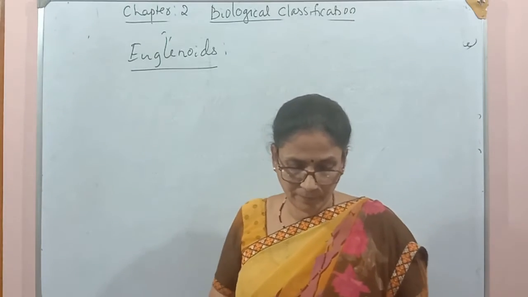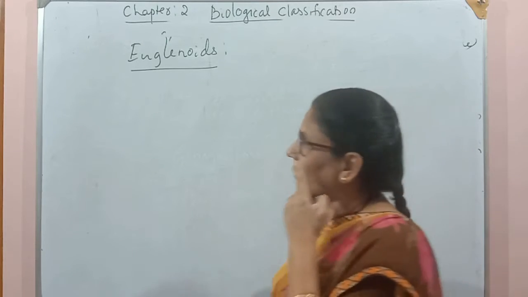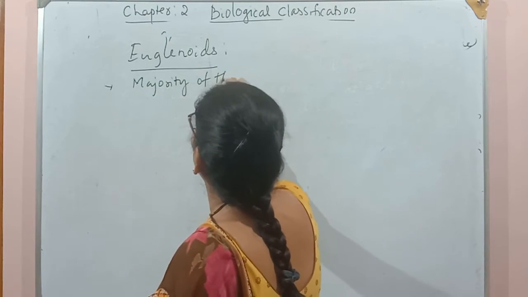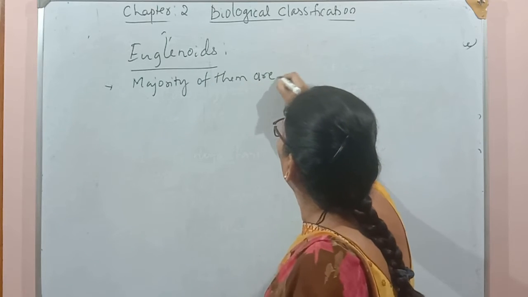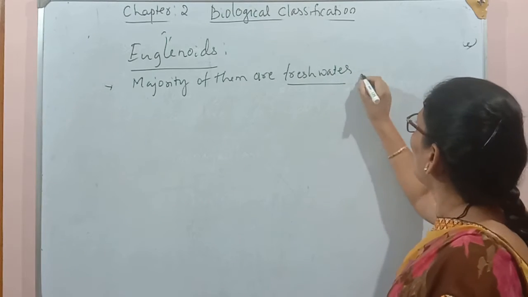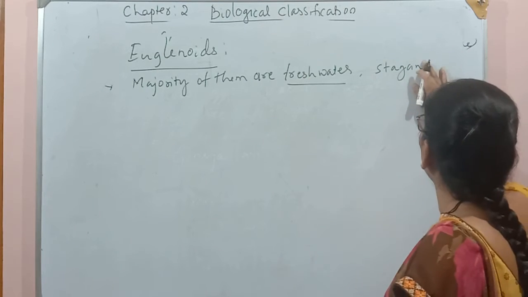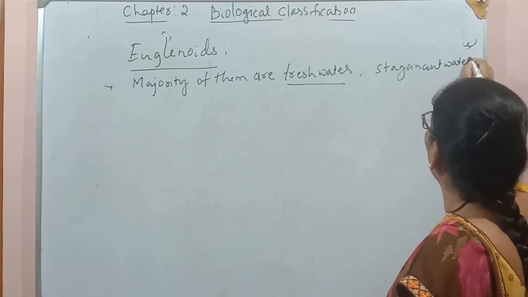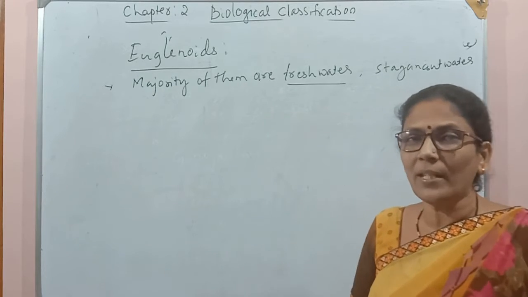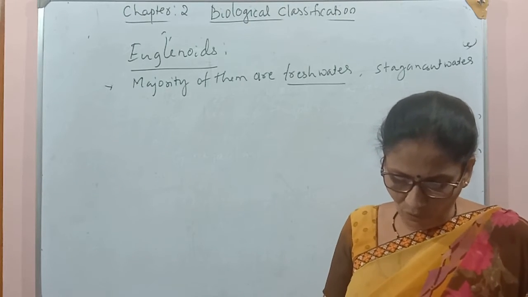Next group is Euglenoids. Majority of them are freshwater forms found in stagnant water. Fresh water can be divided into 2 types, stagnant water and running water. Stagnant water means the water which is staying in one place. In such water, these organisms are usually found.